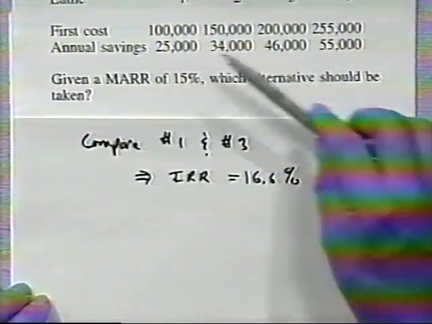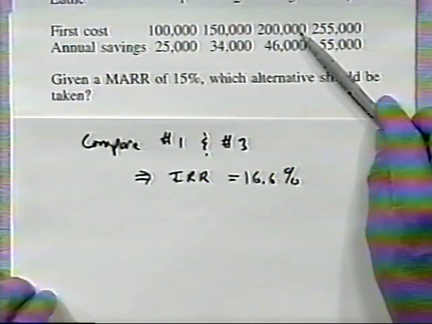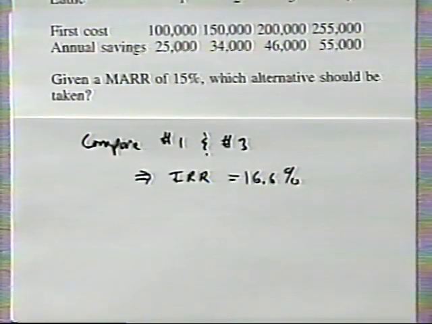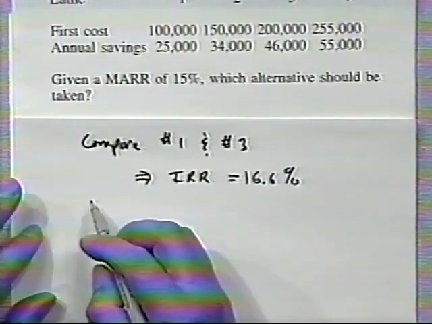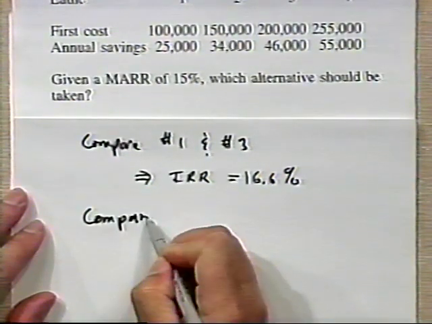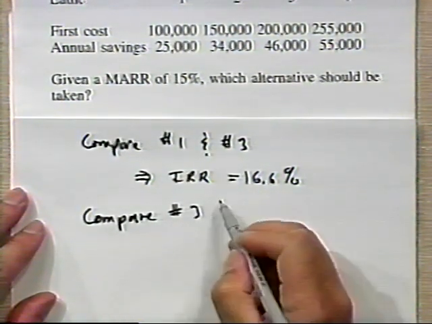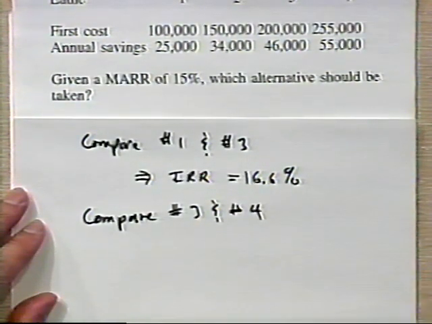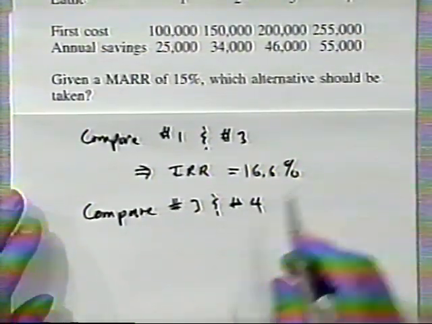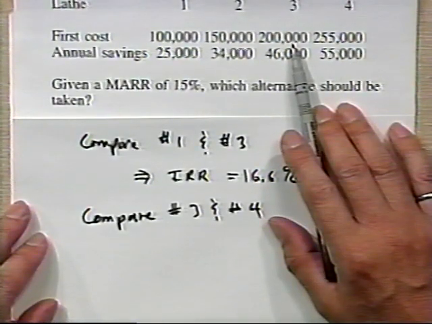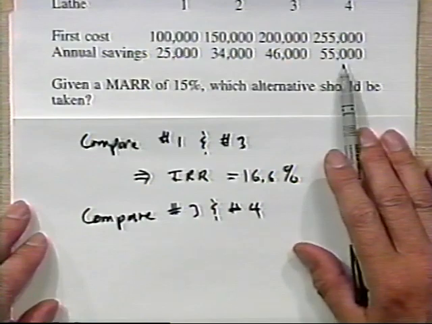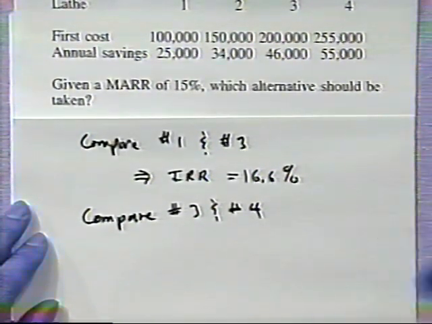It's better than number 1 because we're investing more money such that the total amount of money invested is all earning greater than our minimum acceptable rate of return. So 3 now is our best. Our last step is to compare number 3, the current best, and number 4, the last challenger. Again, we look at the difference between the first cost of number 4 and number 3 of $55,000 and the savings between the two, a difference of $9,000, and see if we can justify that increment of investment with respect to our minimum acceptable rate of return.